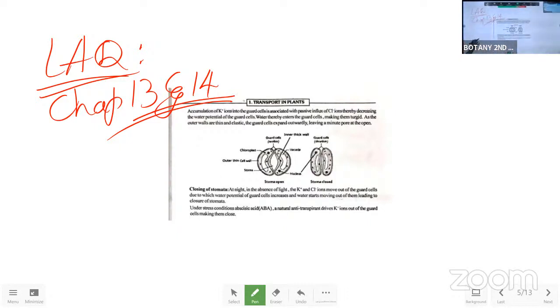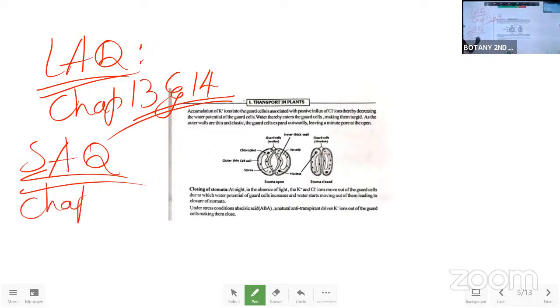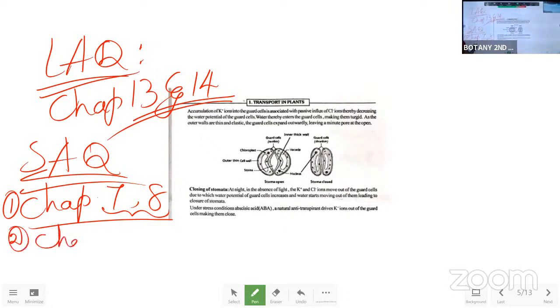Next comes the SAQ chapters. Which chapters you have to concentrate for the SAQs? Chapter 7 and 8 for one SAQ. That means from these two chapters, we will get one SAQ and one VSAQ. So prepare well with the bacteria and the viral chapters. Okay. Next comes the chapter 9. That is genetics. Again, one SAQ, one VSAQ.